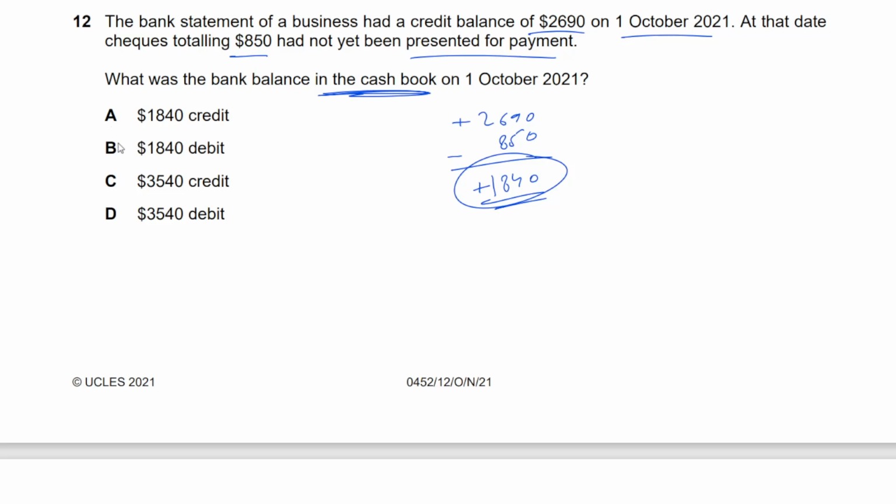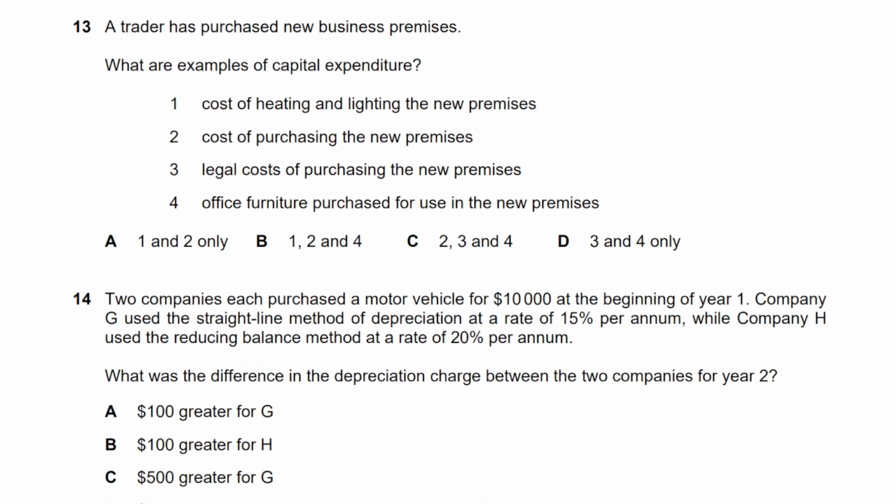If they had asked you about, let's say, the balance in bank statement, that would be a credit balance. You should know that these are opposite. Whatever a debit balance in cash book means a credit balance in bank statements. You all should know that. Let's move on. Number 13. A trader has purchased a new business premises.